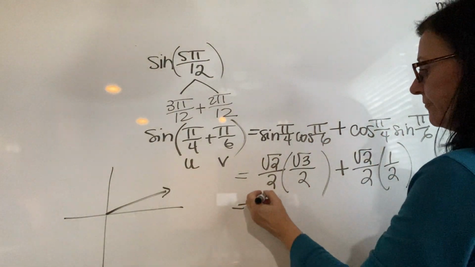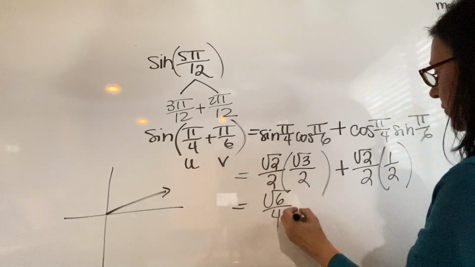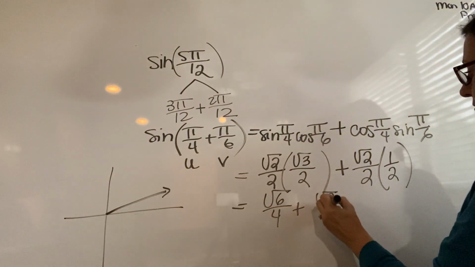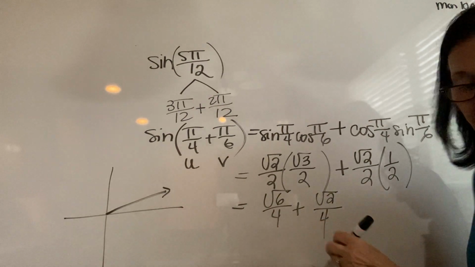So what are we left with? Square root of 6 over 4 plus square root of 2 over 4.